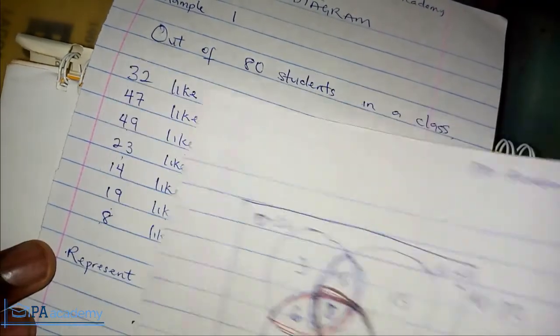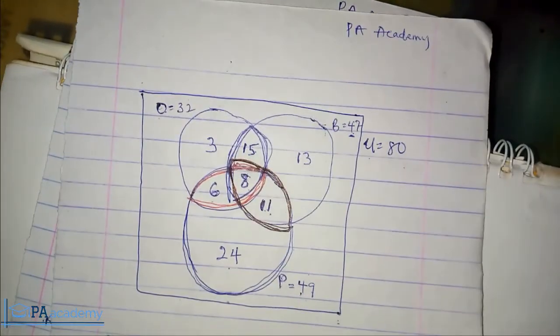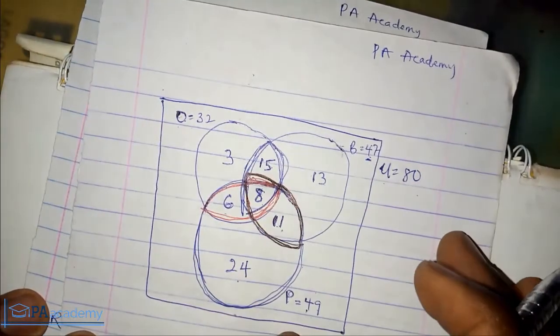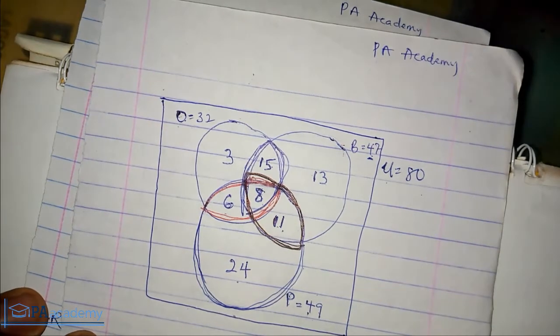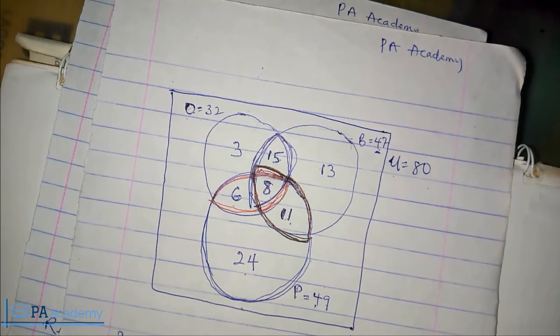So with this, we've been able to answer the question and represent the information in a Venn diagram. What you can do is redraw the Venn diagram to make it look neat, but I did all this just for us to be able to understand it. You are still going to be looking at more examples under Venn diagram.